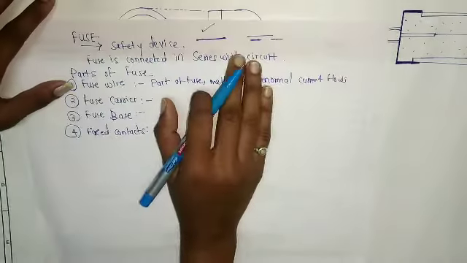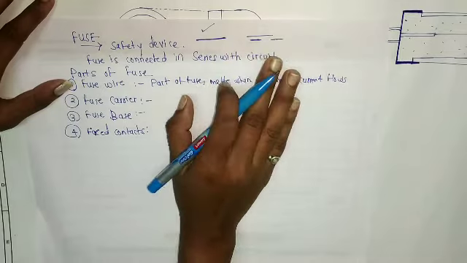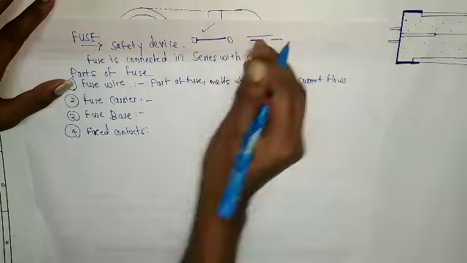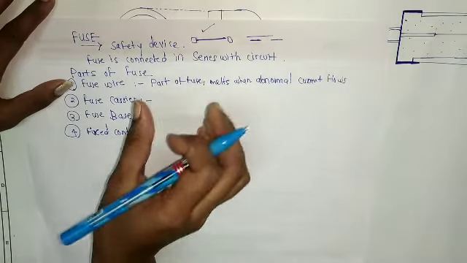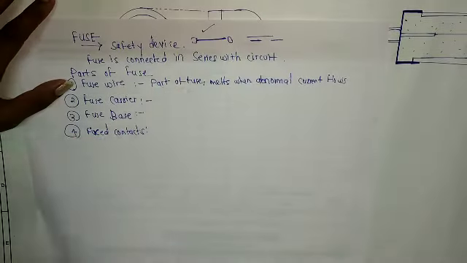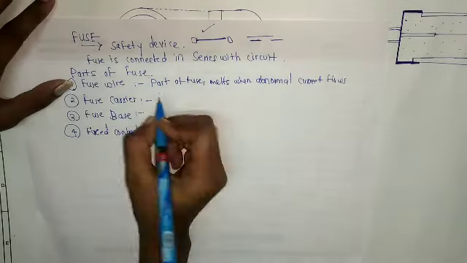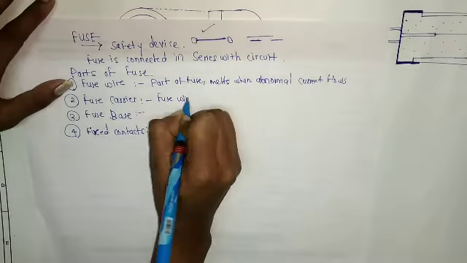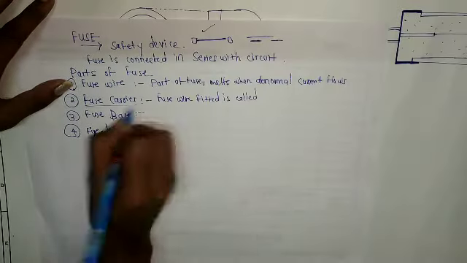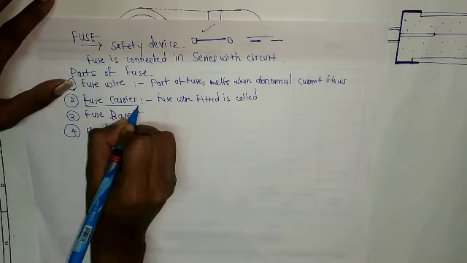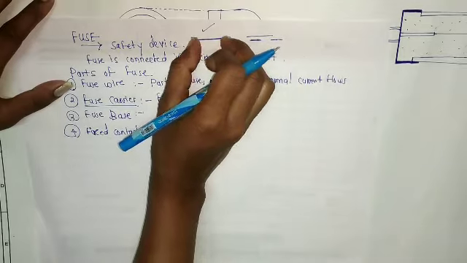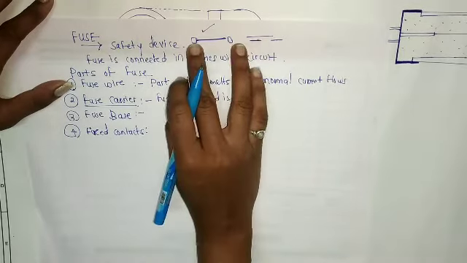Fuse carrier, the part to which the fuse wire is fitted is called as fuse carrier. So carrier means here the fuse is fitted, the part which carries the fuse is called as fuse carrier. Now this fuse carrier is made of porcelain having two contact strips, right? So this fuse is carried by these two contacts. This is called as fuse carrier.